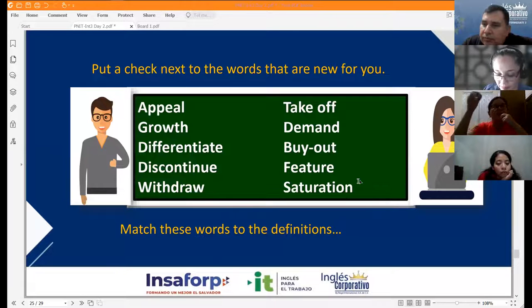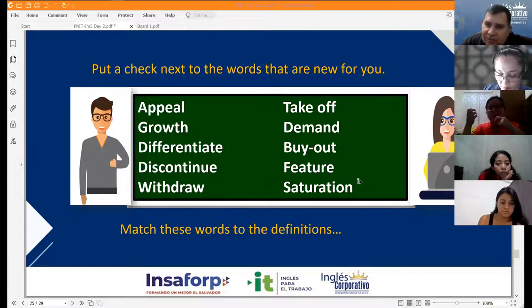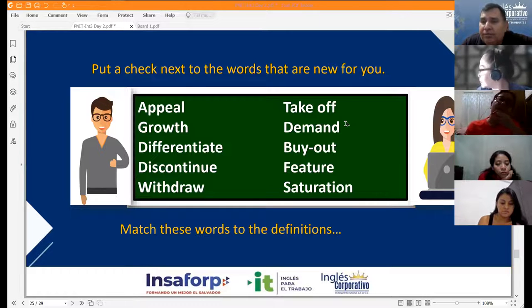When a product is damaged or has something wrong in the launch, many times there are notices that say this product was or will be withdrawn from the market. From the market, correct. Take off. What is to take off? When you talk about clothing, take off. I take off. That's a very curious thing.